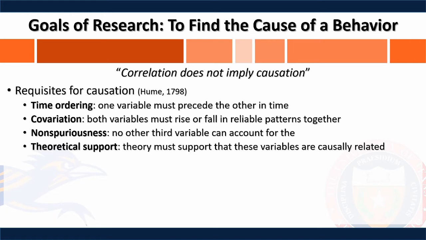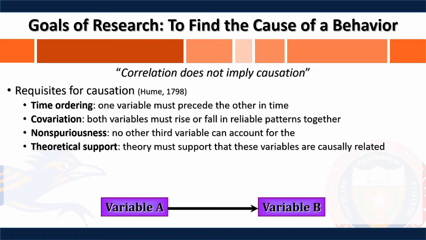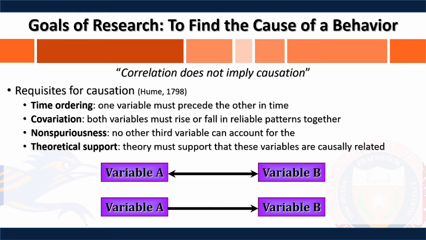But for notation purposes, a single-headed arrow from one variable to another represents a causal relationship, wherein A causes B, whereas a double-headed arrow represents a correlational relationship between variables A and B.